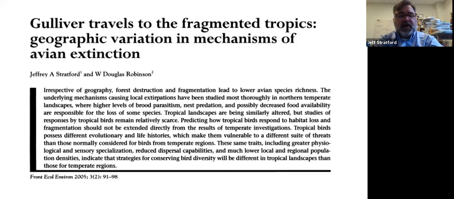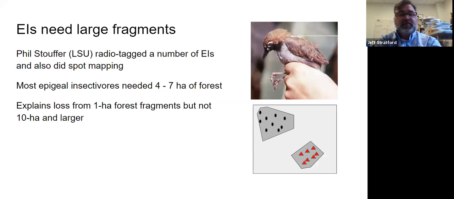So we came up with a bunch of hypotheses, and the rest of the talk I will sort of say, following up with that, what kind of support do we have for each of those hypotheses? So we proposed that maybe terrestrial insectivores need large forest fragments, right? Maybe the small forest fragments are too small.